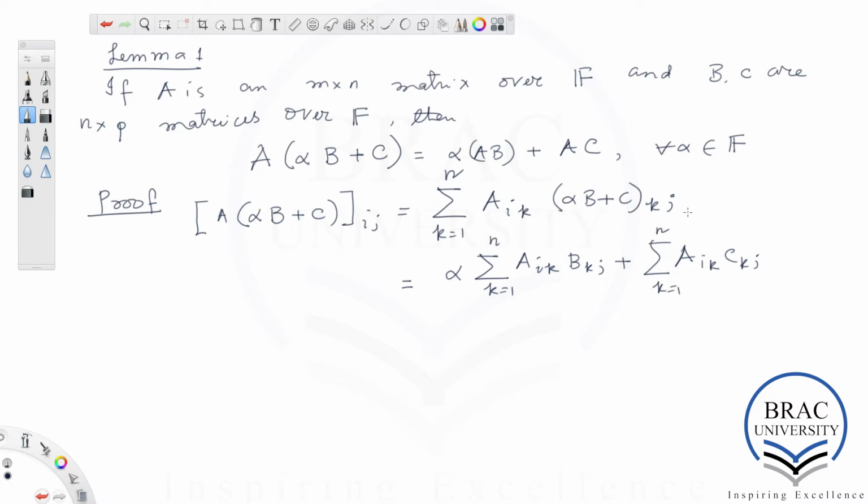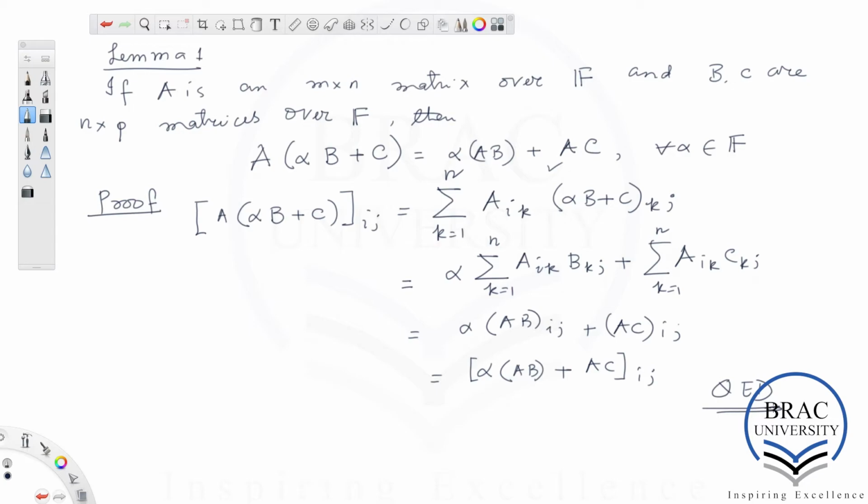And that means, again using the definition of matrix multiplication, we write it as alpha (AB)ij and this as (AC)ij. And this is nothing but alpha times AB plus AC, the ijth component of the matrix on the right side. QED.